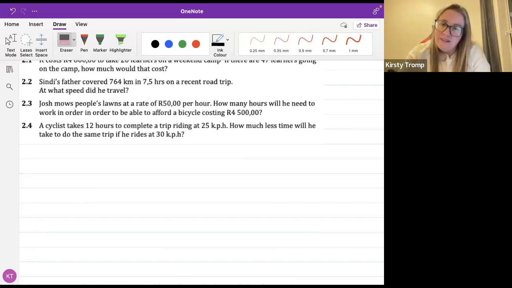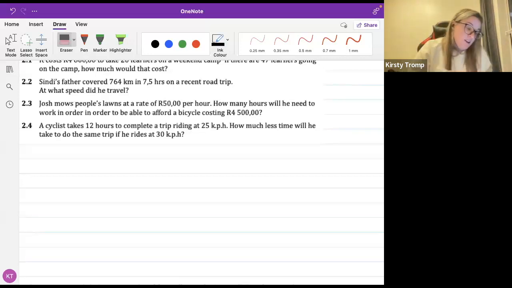No, ma'am, I was trying to give the formula for 2.1. Okay, thank you. Do you know the formula for speed? Speed, I think you divide the time with the distance. Ma'am. Okay, oh, good. All right, so almost right.